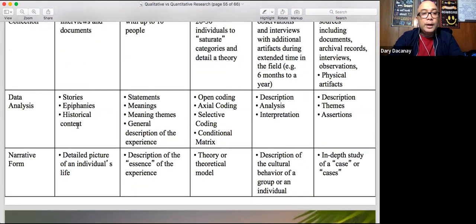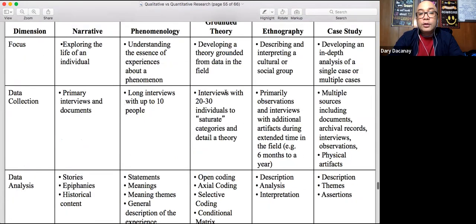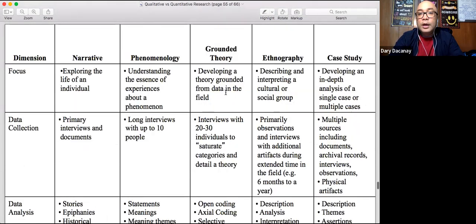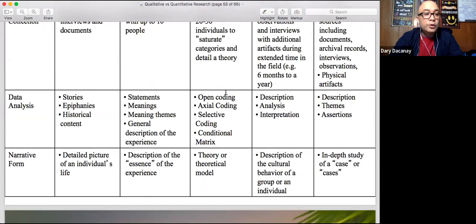So, here are the others. Data analysis for narrative involves stories, epiphanies, and historical content. Phenomenology involves statements, meanings, themes, and a general description of the experience. For grounded theory, you'll be doing open coding, axial coding, selective coding, and a conditional matrix. For ethnography, description, analysis, and interpretation. For case study, description, themes, and assertions. In terms of the final product, narrative yields a detailed picture of an individual's life, phenomenology a description of the essence of the experience, and grounded theory a theory or theoretical model.